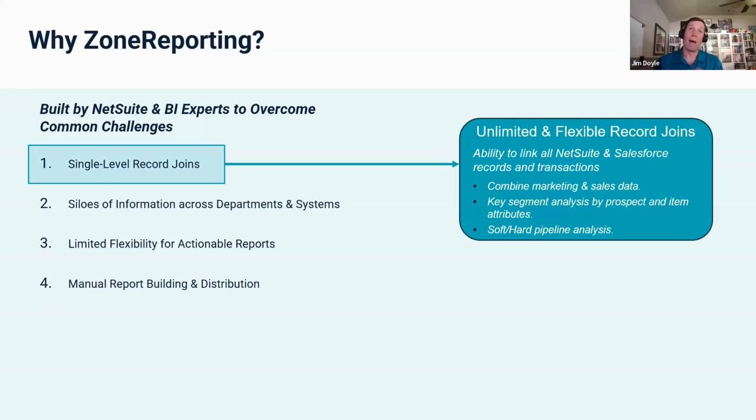That could be combining marketing and sales data. That could be running key segment analysis by different attributes of your prospect or your items. And then also looking at your pipeline analysis, being able to look at a soft pipeline, something like CRM, which is opportunities, not necessarily committed, along with a more hard pipeline like actual revenue, subscriptions, projects, or services that are closed won. Let's combine all that and get one coherent revenue forecast.